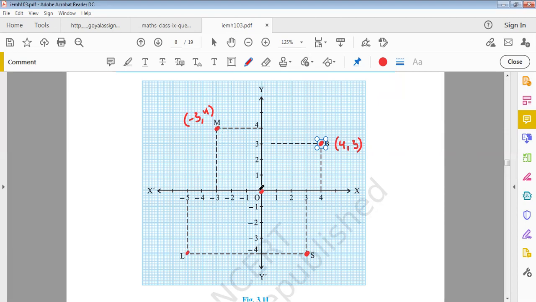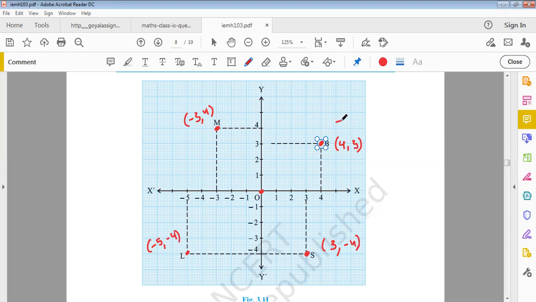And here also, if you see, you are moving on the left side. So x value will be minus 5. And you are moving down. How many units? 4 units. So minus 4. And here also, you are moving on the positive side. So 3. But you are moving down. 3, comma, minus 4. So that's what I have taught you.